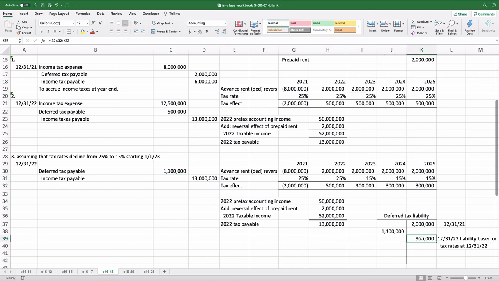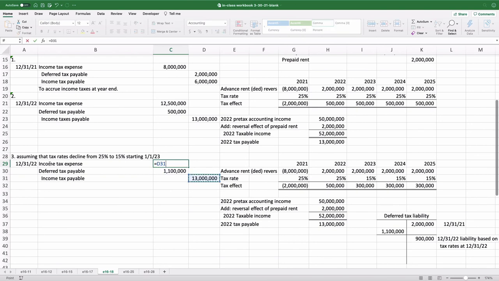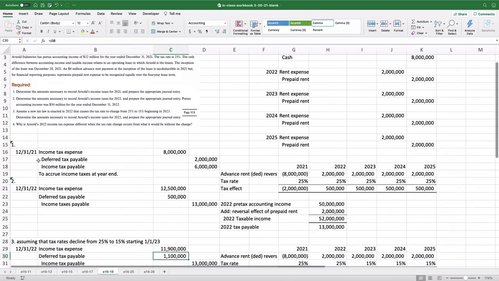Why? Because the 900,000 represents this new liability. It's no longer $500,000 a year based upon 25%. It's now only $300,000 a year for 3 years, $900,000. To get our liability to go down, we need to debit it for $1.1 million. And the plug income tax expense is the difference here, $13 million minus $1.1, $11.9 million. And that is the answer to number three.